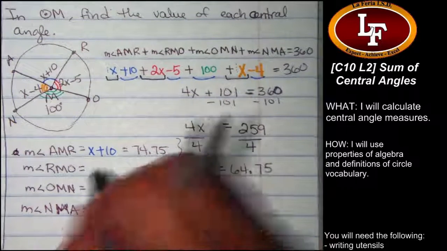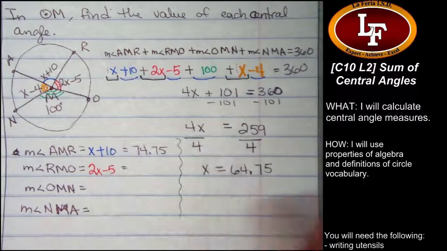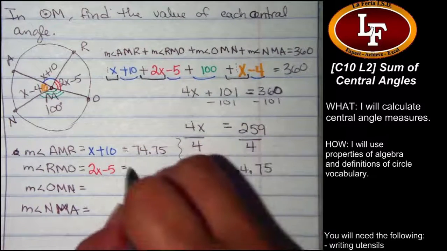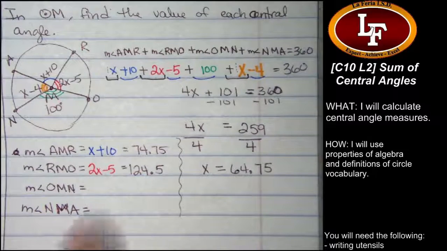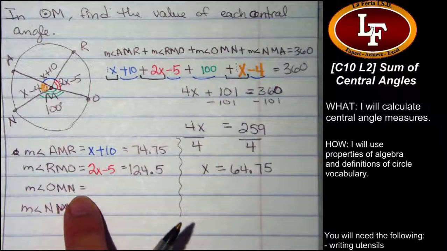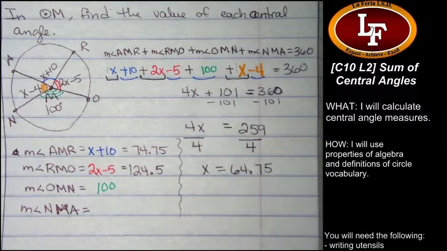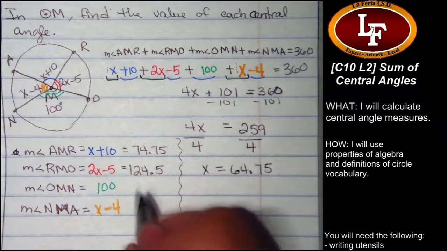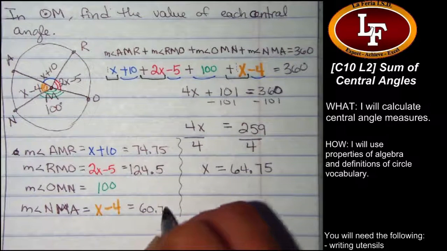I'm going to repeat for RMO. RMO was 2x minus 5. X is 64.75, so I'm going to multiply that by 2, and then subtract 5. When I do that, I get 124.5. OMN was already given to me as 100, so no more work there. NMA is x minus 4. The value of x is 64.75, subtract 4 off, 60.75.